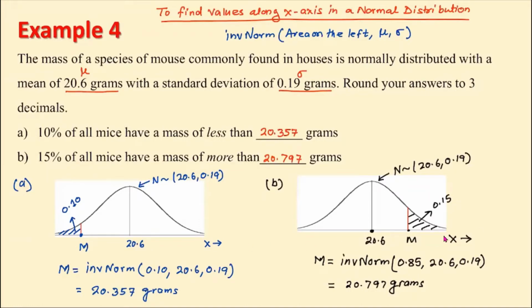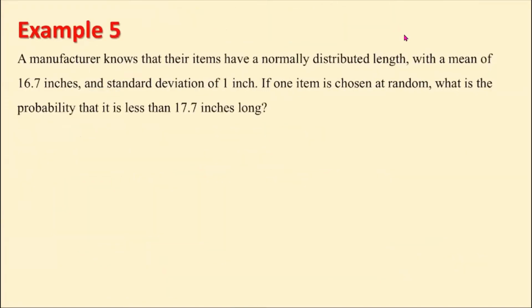Whenever you want to find the values along the x-axis in a normal distribution, always use inverse normal. And once you do that, the area that you put in your calculator must be the area on the left. Always remember that must be the area on the left, comma, mean, and then standard deviation. Okay, that's the end of example 4. Let's move on to example 5.